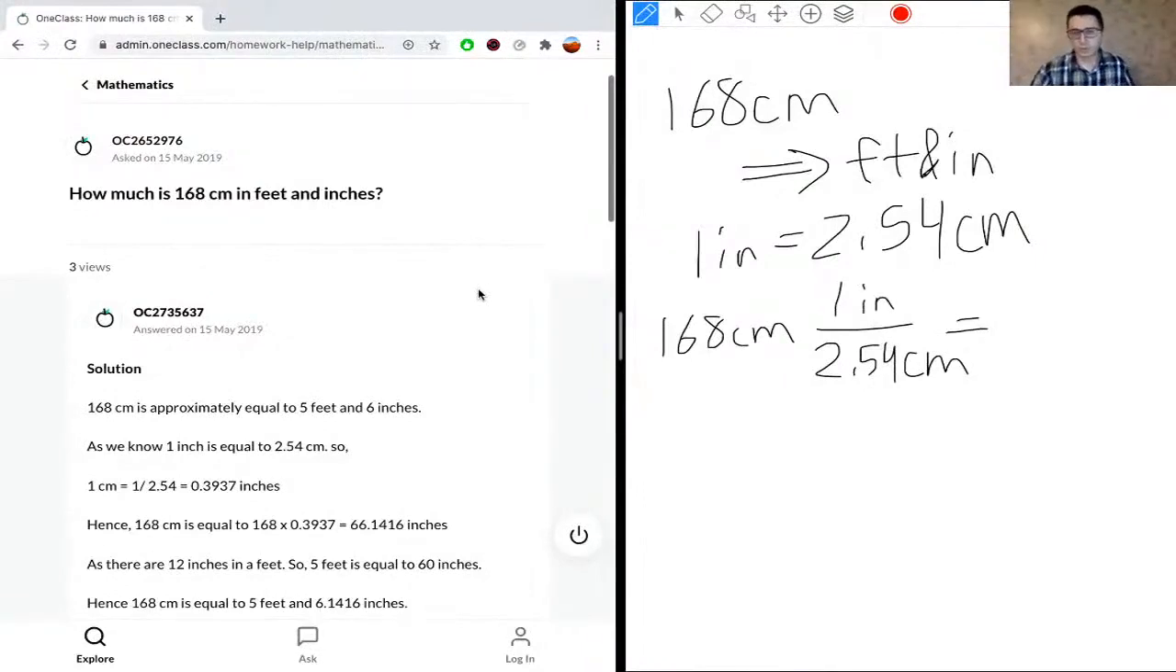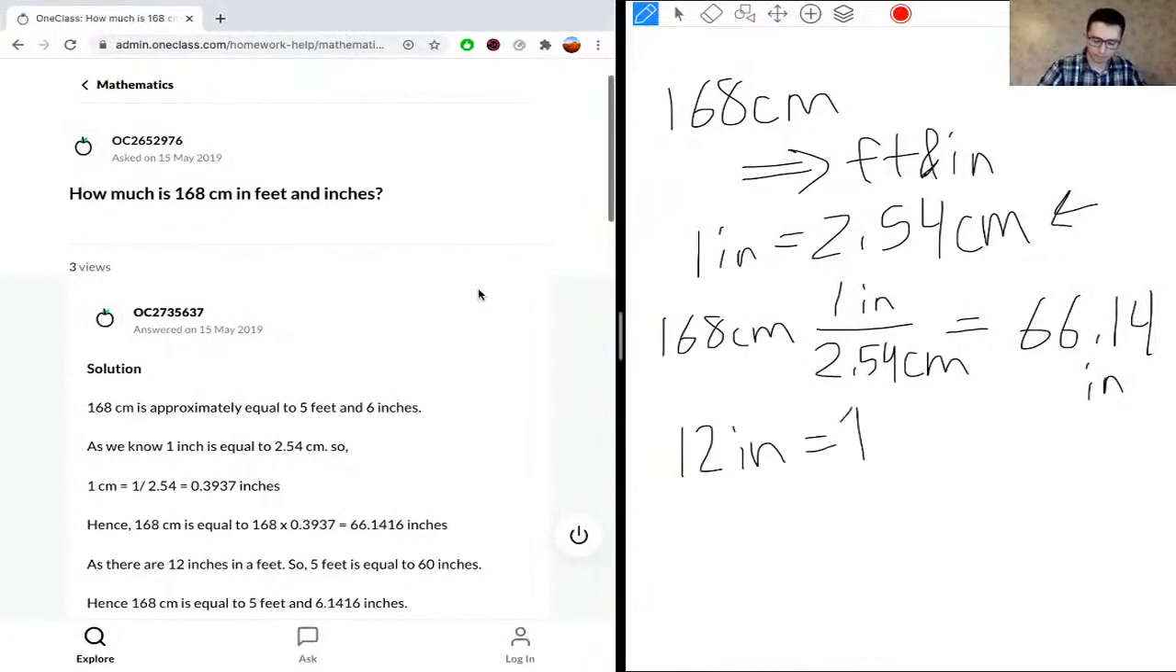Initially we're converting to inches because this is just an easier conversion factor to work with. So 168 divided by 2.54, that'll give us 66, and I'll keep 2 decimal places, 0.14, and that'll be inches. And then another conversion factor that we can use is 12 inches equals 1 foot. And then we can multiply 66.14 by that rate.